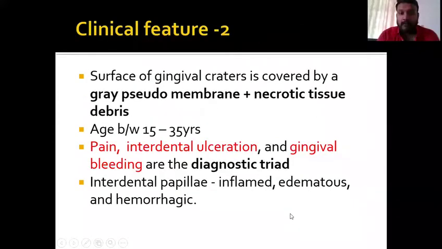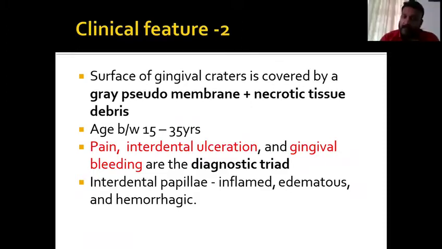So one main feature of acute necrotizing ulcerative gingivitis is that a pseudomembrane will be present, or a pseudomembrane plus necrotic tissue debris will be there. Mainly seen in the age between 15 to 35 years. There will be pain because of the condition. There will be interdental ulcerations. Gingival bleeding will be there. These three are the diagnostic triad.